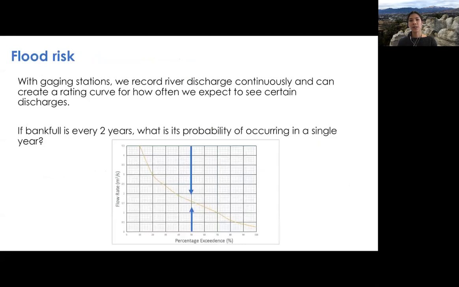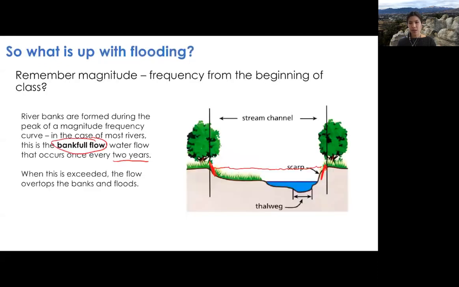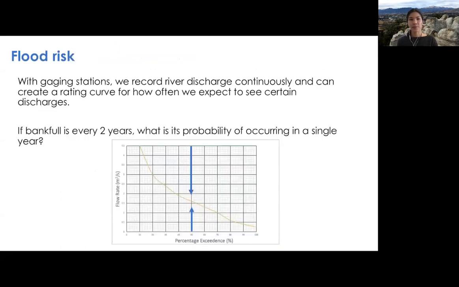So in order to understand what that 2-year flow is, we could just look at the banks, but that doesn't actually give us discharge because we're missing the component of velocity. So what we have done is use gauging stations. And in your labs, you've probably learned a lot more about gauging stations, so I'm not going to go over those in too much detail. But these allow us to record the river discharge continuously.